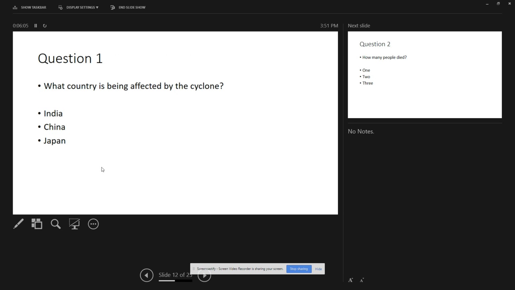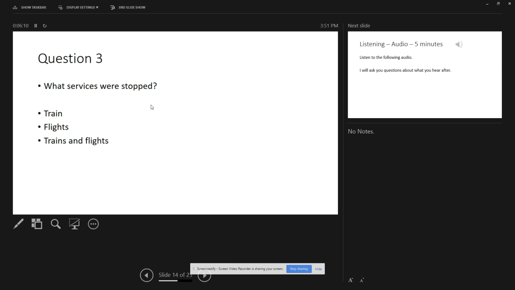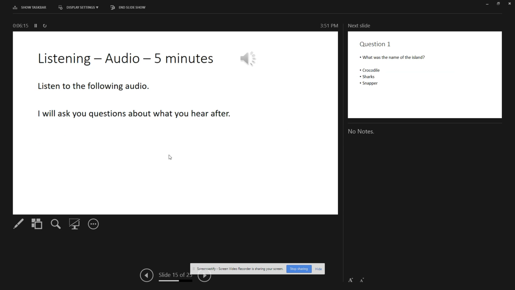What country has been affected by the cyclone? It's Japan. How many people died? It was 2. What services were stopped? Both trains and flights. There's another one here.